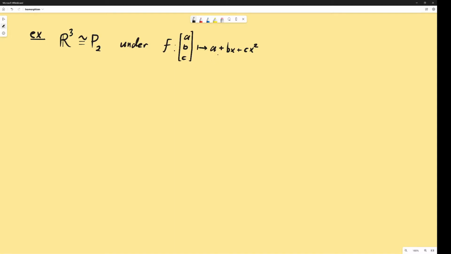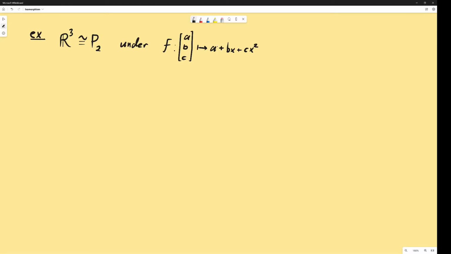I believe I actually used the example of R3 being similar to P2 in a recent video, and I mentioned how in R3 we have the x, y, and z directions, and similarly, although we never represent P2 graphically, you could almost imagine P2 as having a constant, linear, and quadratic direction. And so in that way you can imagine that R3 and P2 are very similar. This transformation basically just associates the corresponding components of a vector in R3 with a quadratic polynomial. They each have 3 degrees of freedom in the way their elements can vary.